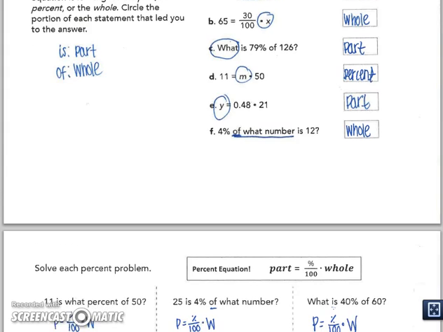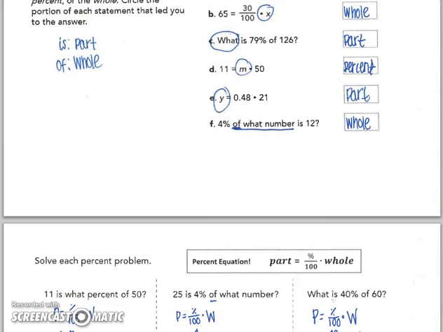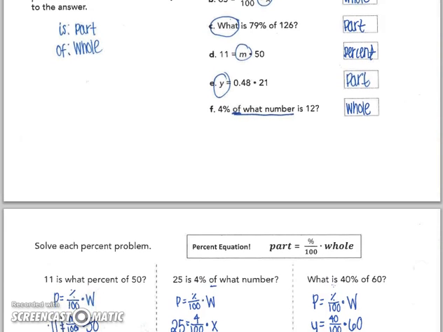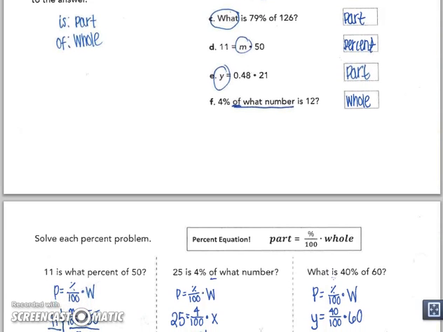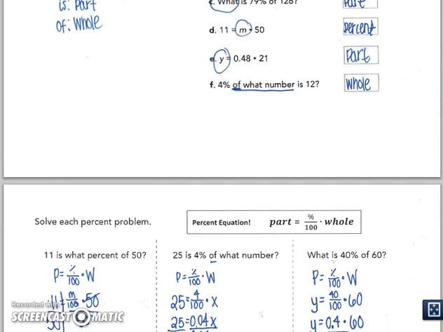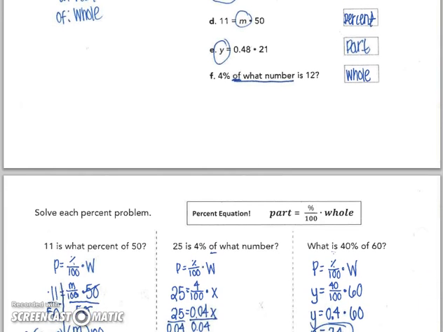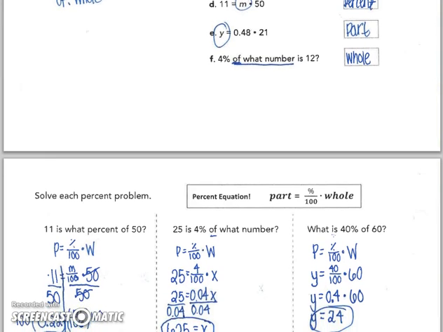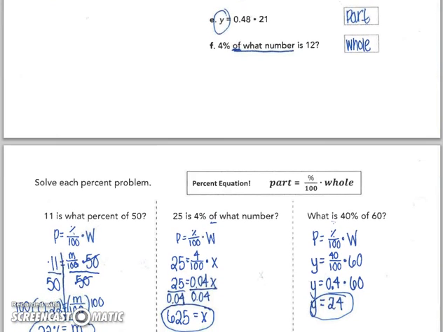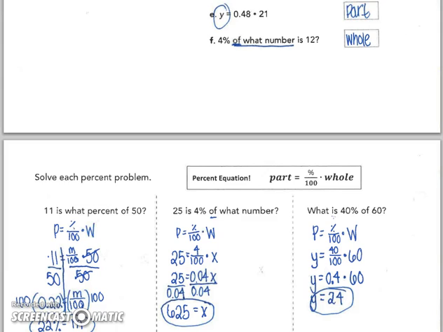So again, we rewrite our equation first, and then I know that I'm going to be solving for the part. And the part we use y for that. So I write y equals 40%, 40 out of 100, times 60. From there, you just have to simplify. And just like the last few, we'll just make 40 out of 100 a decimal to make it easier to work with. So we have y equals 0.4 times 60, which gives us y equals 24 as our final answer.